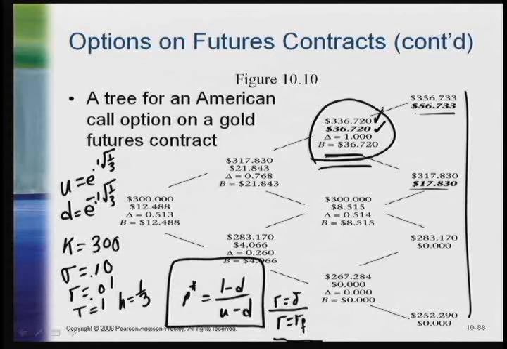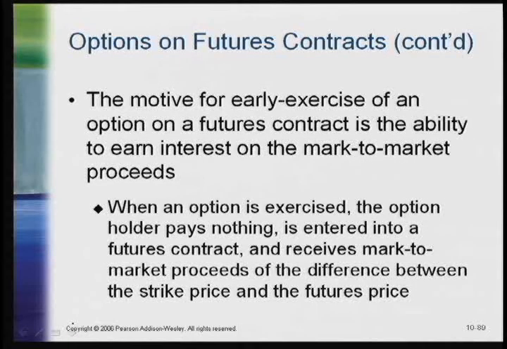So when you exercise a call on a futures contract, you really get two things. You get the cash amount, but you also get a futures contract at the then-current futures price. If you don't want the futures contract, you can just liquidate it at no cost by reversing it, and then you just have the $36. So the point of this slide is that the motive for early exercise is you get your hands on the mark-to-market, the exercise value, earlier, and you can then invest it in whatever appropriate investment.